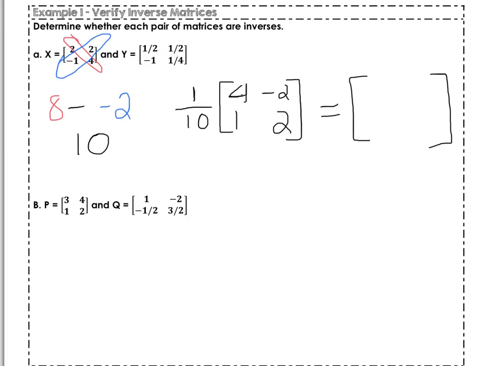1/10 of 4. Well, that's going to simplify to 4/10, which simpler is 2/5. Notice, Y's first element is 1/2. Without going any further, I can already tell you that these are not inverses of one another. Okay? Not inverses.